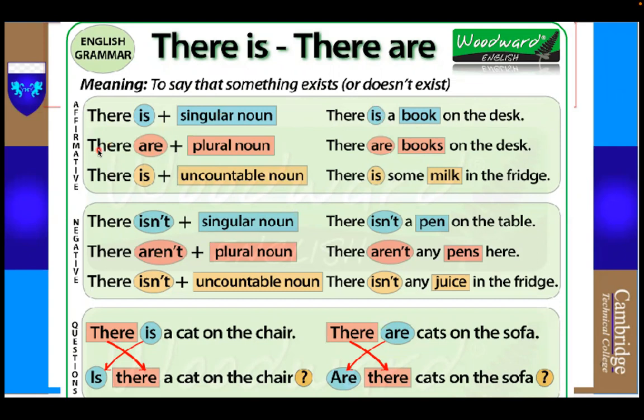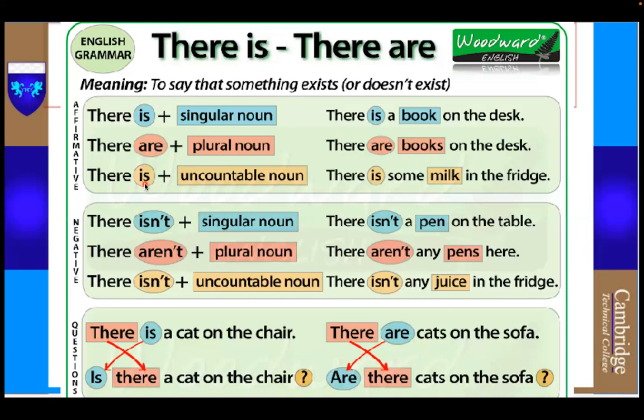There are, we use it for plural. If we have more than one thing, 2, 3, 10, there are books. There are 2 coffee shops in our neighborhood. There are 2 books on the table. There are 2 students in the classroom. So anything that is more than one, we need to use there are because it's plural.